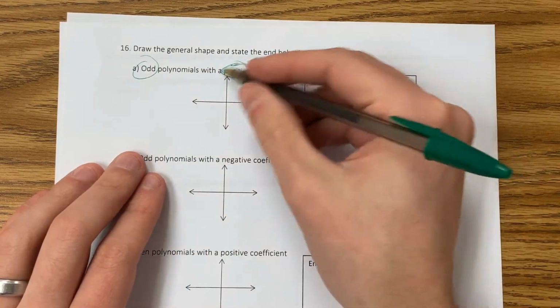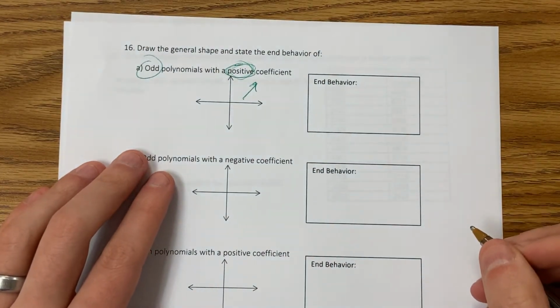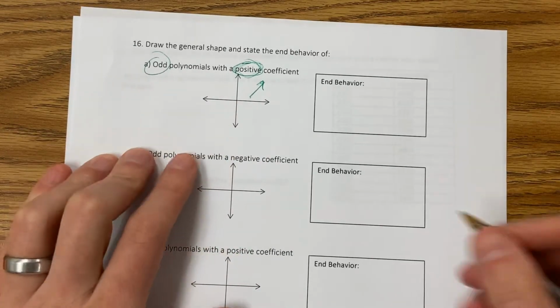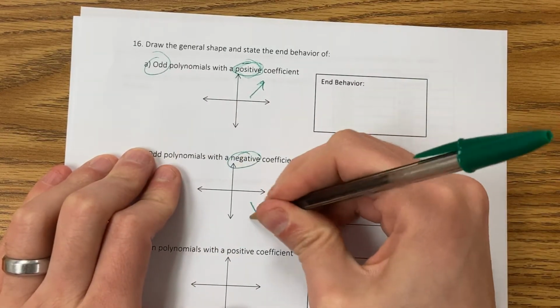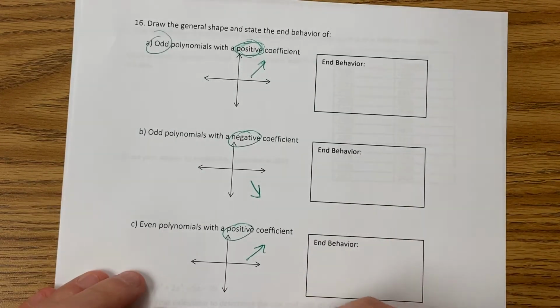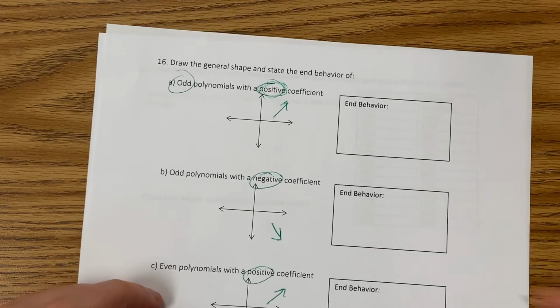Draw a general shape and state the end behavior. Odd, positive. Those are the only things that matter. When it comes to positive versus negative, that always just tells you the last side, the right side. If it's positive, it goes up at the end. If it's negative, it goes down at the end. That's always the case. So you can just think about that.